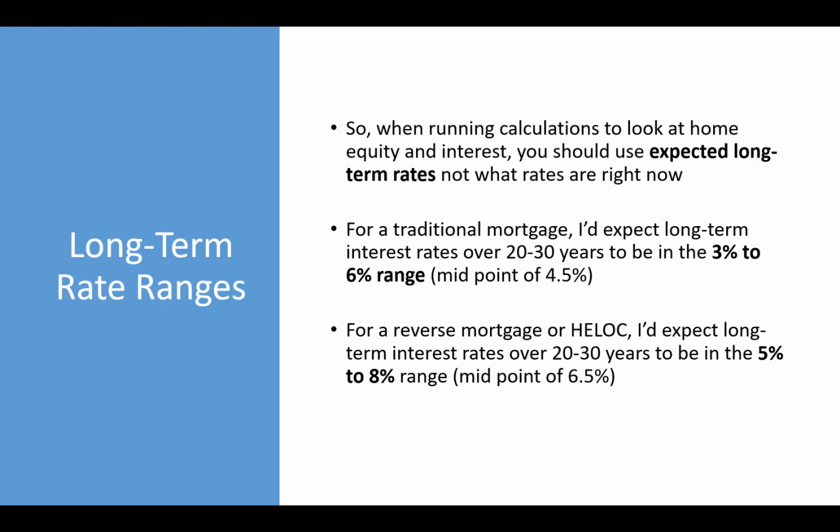For a reverse mortgage or home equity line of credit, I'd expect them to be a bit higher. So something in the 5 to 8% range is probably what you're looking at long term. And the midpoint on that is about 6.5%. And this is fairly standard. Usually reverse mortgages are roughly 2% higher than whatever you can get in a traditional mortgage. That's what I've seen in my experience with reverse mortgages, is 2 percentage points higher, or 200 bips.